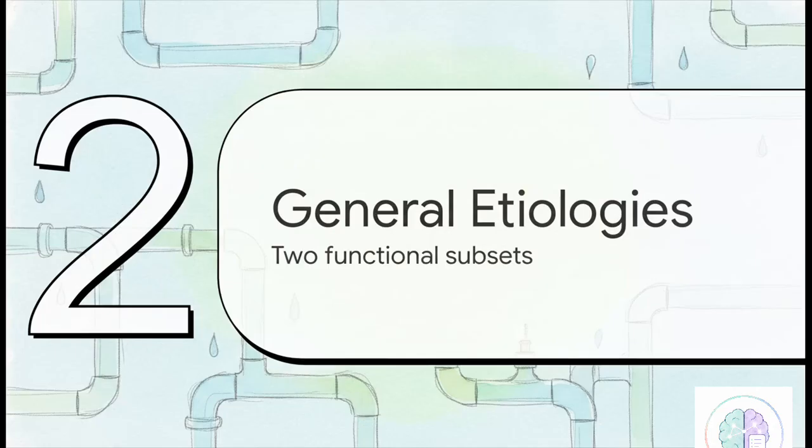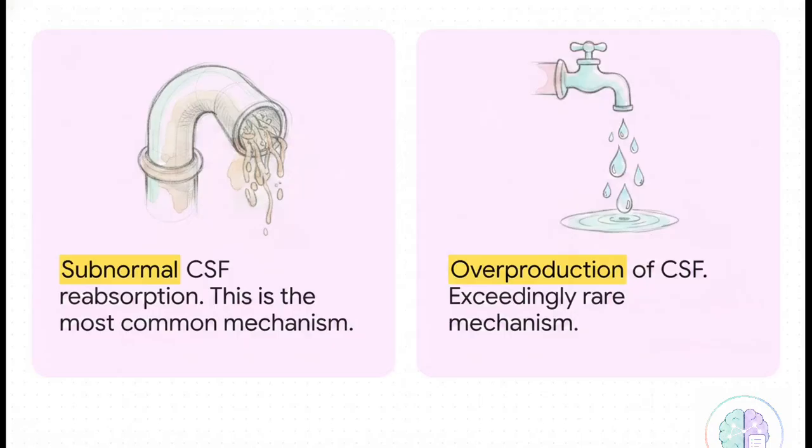Let's move smoothly into Section 2, General Etiologies, where we'll look at the 2 functional subdivisions. Think of this next part as the plumbing aspect of the brain. The mechanisms distinctly split into 2 functional categories. First, we have subnormal CSF reabsorption. This is by far the most common mechanism. The fluid is being made just fine, but it simply can't drain properly.